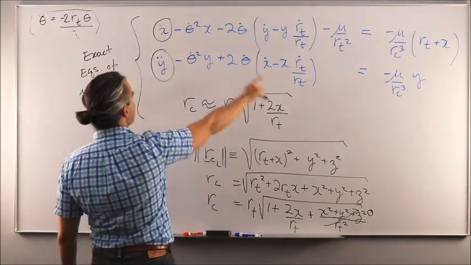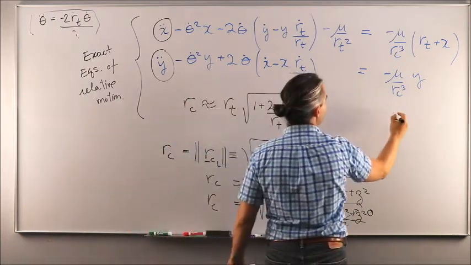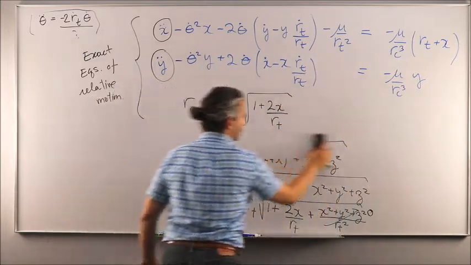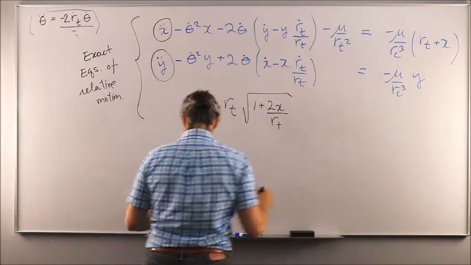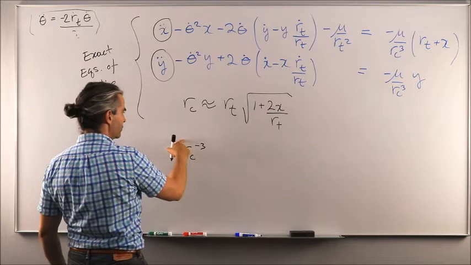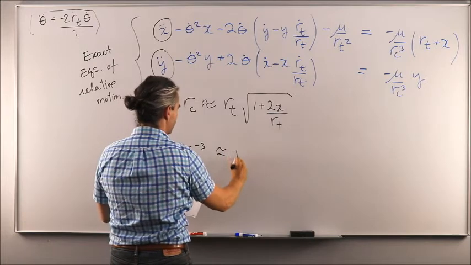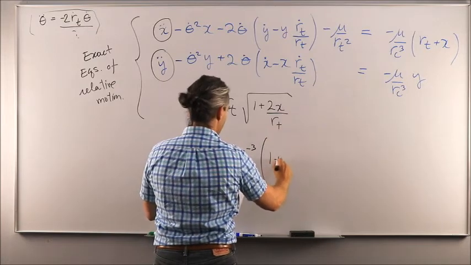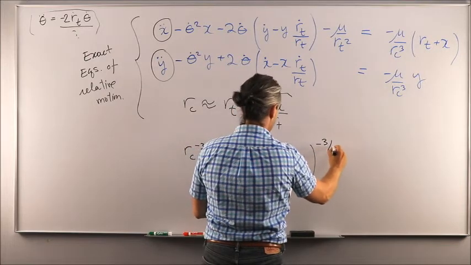But if you look at the equations we had in blue, the exact set of nonlinear equations, our RC happens to be used in terms of 1 over RC cubed. Okay? So with that in mind, I'm going to say that my RC to the -3 or 1 over RC cubed, which is what I'm going to have to play with in those equations above. It's going to be approximated to RT to the power -3 times 1 plus 2x over RT to the power -3 over 2.